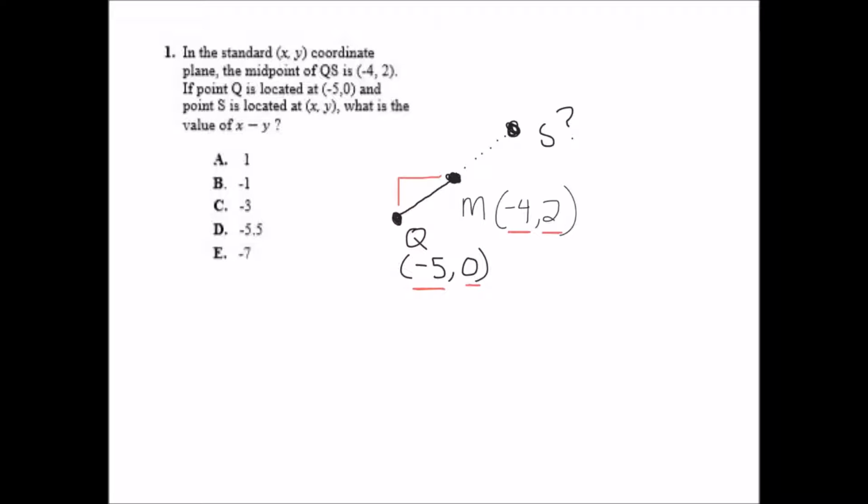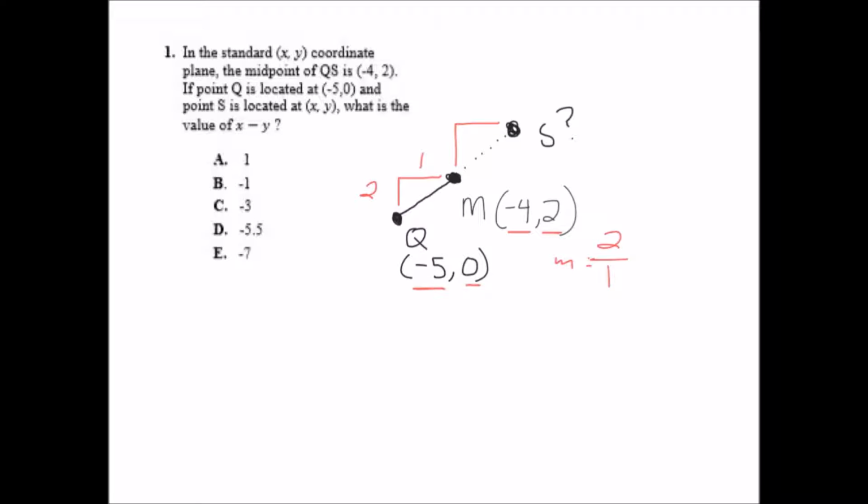In this case, to go from the y of Q, which is 0, to 2, your rise is 2. And then to go from the x of negative 5 to the x of negative 4, you're moving over 1 unit, so your run is 1. So rise over run, 2 over 1 is your slope. So to do that again, you would go up 2 and over 1 here.